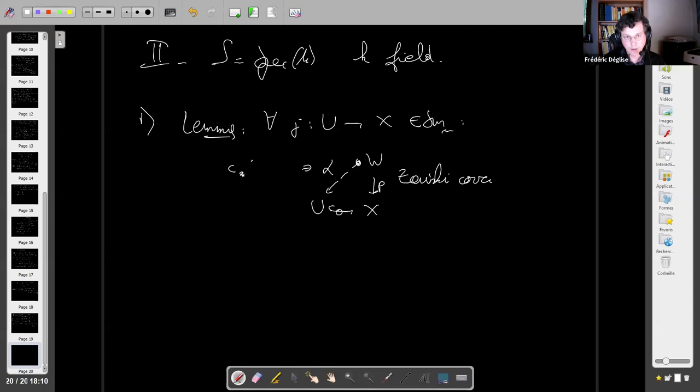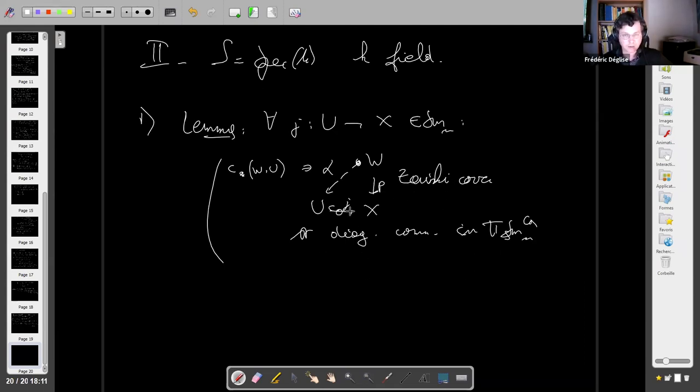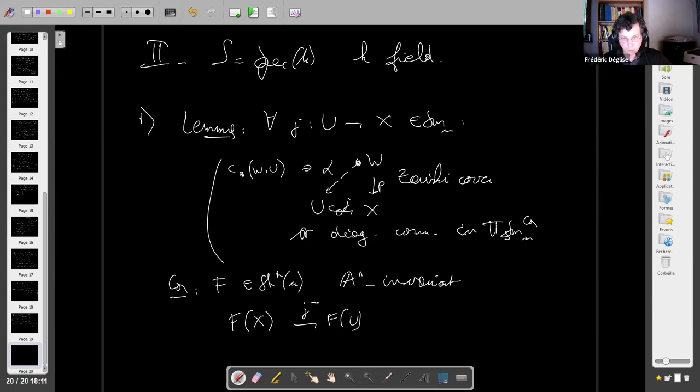and a finite correspondence alpha, such that the diagram commutes up to homotopy, in SmCor. Okay, so this lemma tells you that locally for the Zariski topology, open immersions are split when you have added these correspondences. And the immediate corollary is that if F is a sheaf with transfers over K which is A1 invariant, then the map from F of X to F of U is a split monomorphism.